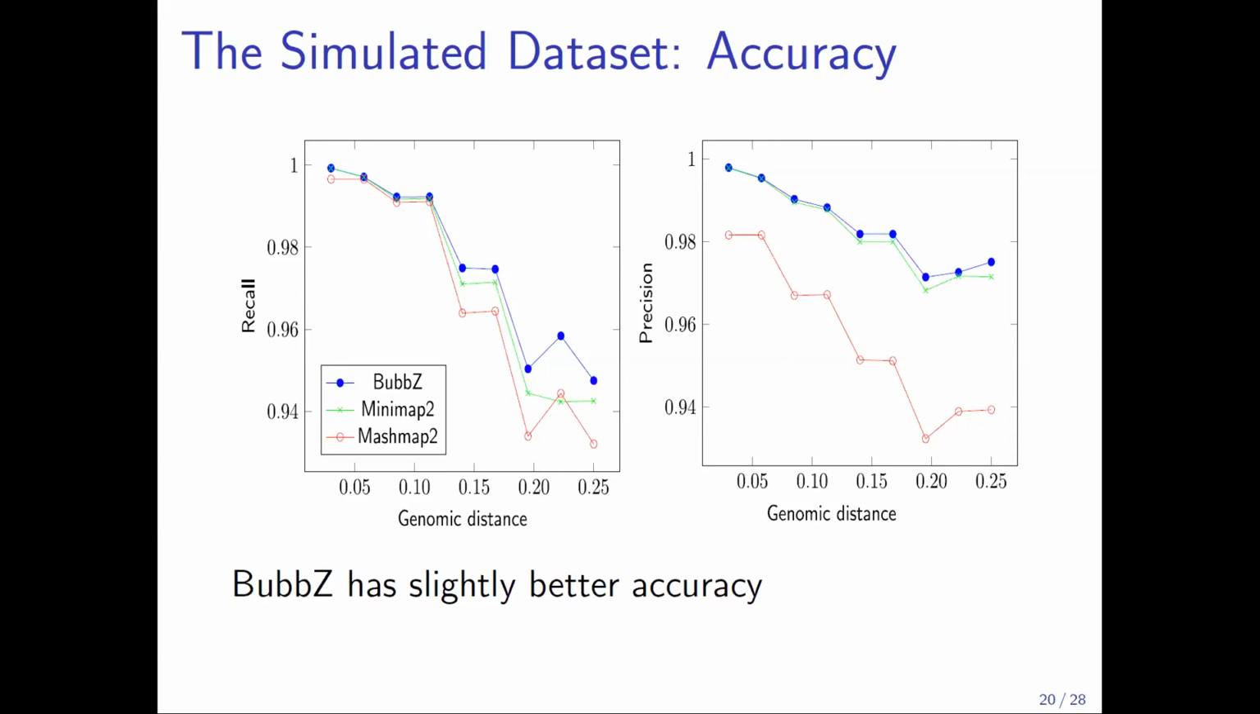So this plot shows that again, the performance is quite similar for all tools, except that BUBs has slightly higher recall, especially for larger genomic distance, and precision is also similar, except that MashMap2 has slightly lower precision due to the fact that, I guess, it's a probabilistic algorithm and uses windowing schemes that maybe can grab some parts of unrelated sequence at the flanks of the windows.